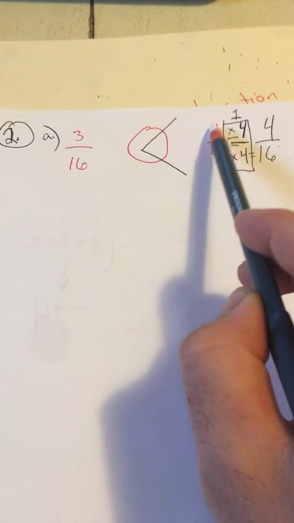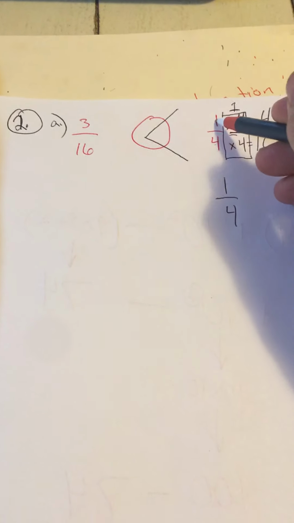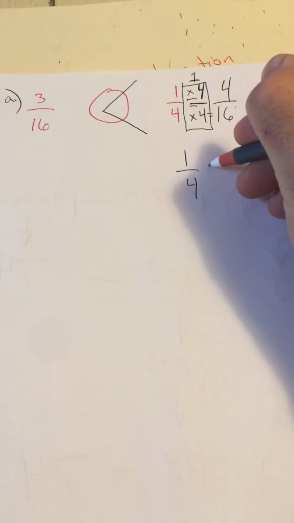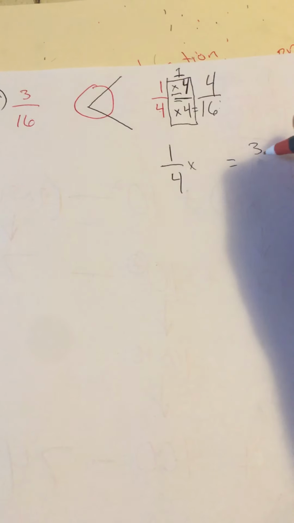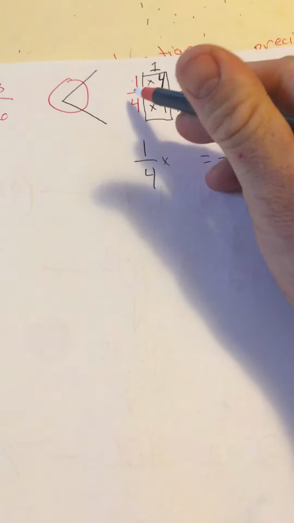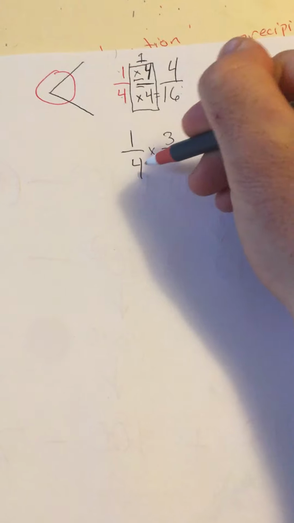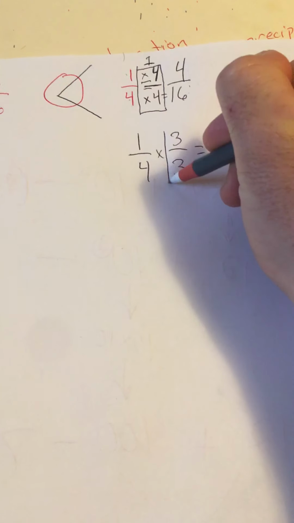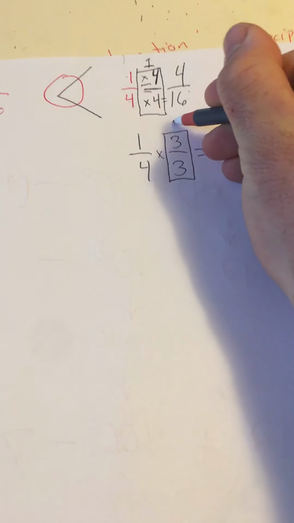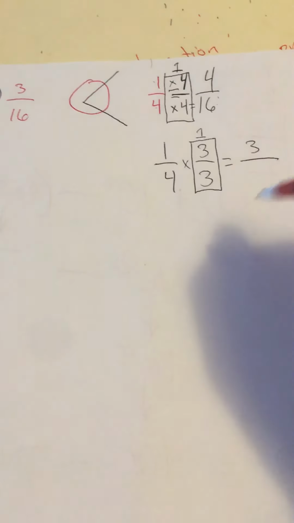If you changed 1/4, let me just do it here real quick. If you made that into 3, so times what equals 3, we're going to make it so that the numerators are both 3. So we're going to change this one so that the numerator's 3. We had to do 1 times 3 to get to 3. So we're going to do 4 times 3. That way we really did 1/4 times 1 whole. 3/3 is 1 whole.